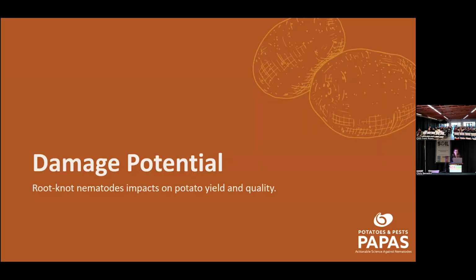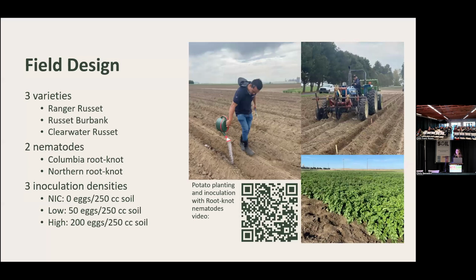So this leads into my own research. This is the damage potential that root knot nematode has on potato yield and quality. To ask these questions, I have a field trial at the OSU Hermiston Agriculture Research and Extension Center, where I've planted 3 varieties of potato and inoculated with the Columbia and the northern root knot nematode. The 3 varieties we planted include Ranger Russet, Russet Burbank, and Clearwater Russet. Once the potatoes were in the ground, we inoculated the field with 3 densities of nematodes. This included a non-inoculated control, so 0 eggs, a low density, which was 50 eggs per about a cup of soil, and then 200 eggs per cup of soil.